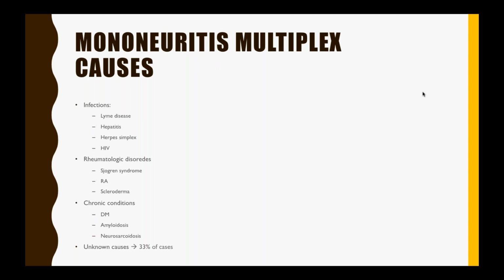There are other causes, such as rheumatological disorders and chronic conditions like diabetes, amyloidosis, and neurosarcoidosis. But the most common cause of all forms of mononeuritis multiplex is unknown. So they're not exactly sure what causes it and why somebody would be predisposed to developing this.